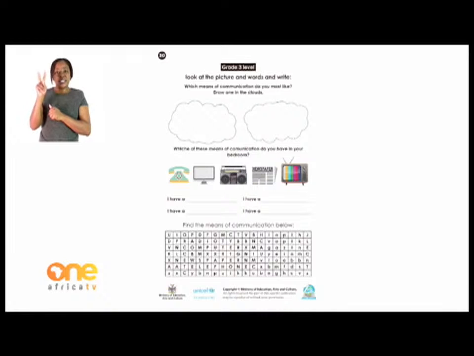Do you have a television in your bedroom? Do you have a radio, maybe a small radio? Do you have a newspaper in your bedroom? Maybe when your mother or your father bought a newspaper, when they are done reading, you always collect them and put them in your room so that you can also read. Okay. And the last one is a television and the second one is a computer.